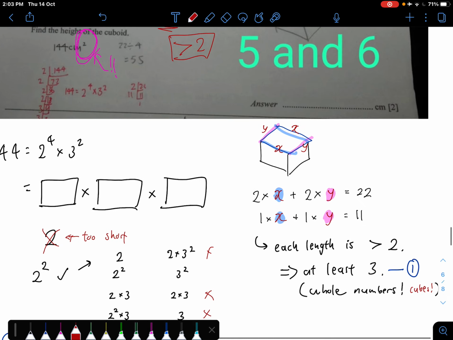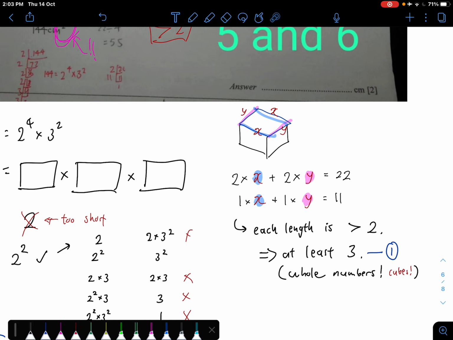And I also realized that each length is also more than 2. Because we're using cubes, which are whole numbers, it means that the minimum length must be 3. So I work with this information. Thus, of the length, the breadth, and then the height, the length plus the breadth must be equal to 11, and each of them, the x and the y, has to be at least 3.